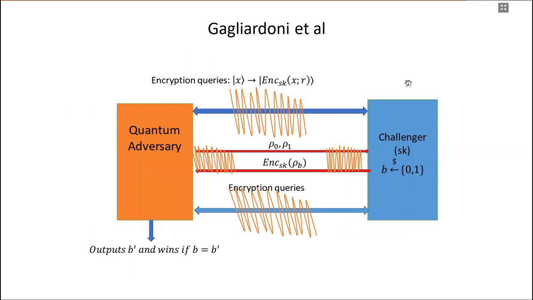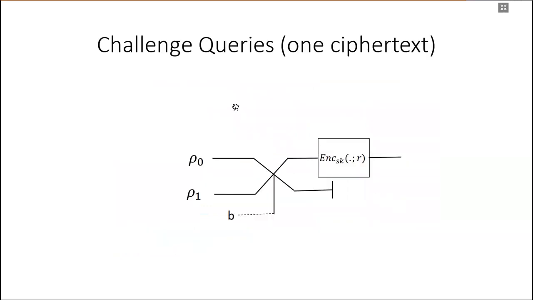Here is the image of their definition: in the learning phase, the queries are implemented as a minimal query model. And in the challenge phase, the adversary chooses two quantum messages, rho 0 and rho 1. And the challenger sends the encryption of rho b. And of course, the adversary tries to get this b. This is how the challenge queries are implemented. Depending on the bit b, either we swap these two registers or we don't. If b is 0, then we get back the encryption of rho 0. If b is 1, then we get back the encryption of rho 1. Rho 0 and rho 1 can be entangled here as well.